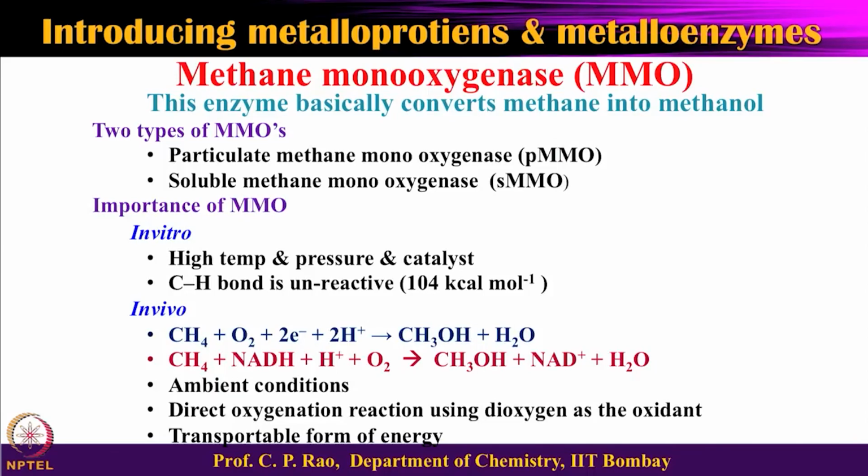Okay. So, what is the kind of reaction you are talking about? CH4 plus O2 plus 2 electrons plus 2 H+ becomes methanol plus water. Okay. So, CH4 plus NADH plus H+ plus O2 gives CH3OH plus NAD+ plus H2O. So, this is what is basically happening in this particular reaction. And if you look at methane monooxygenase, there are two types: particulate methane monooxygenase, which means the insoluble one, and the second one is soluble methane monooxygenase.